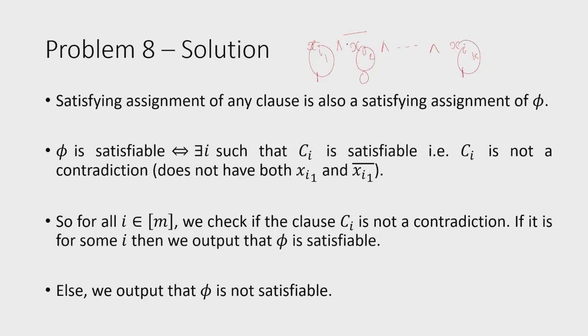So basically what we have argued so far is this: phi is satisfiable if and only if there exists a clause which is satisfiable, and it is easy to check whether a clause is satisfiable or not. Why? Just look at it.